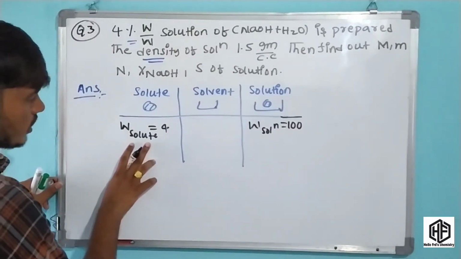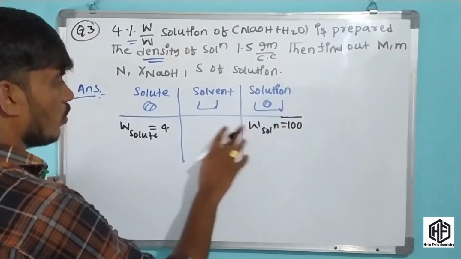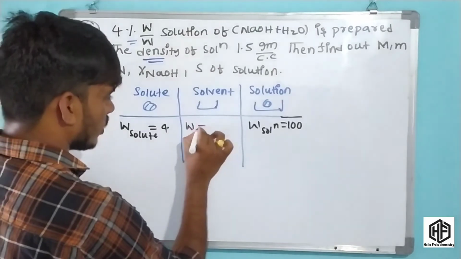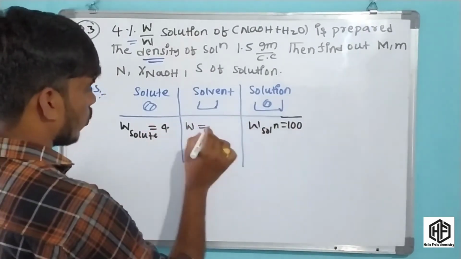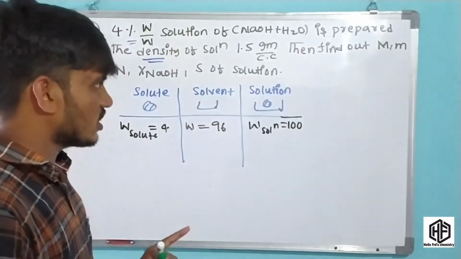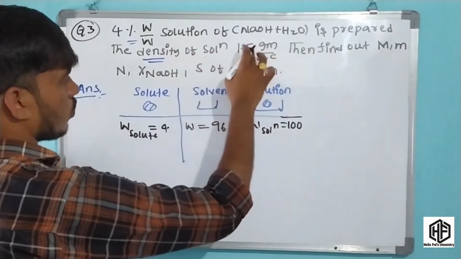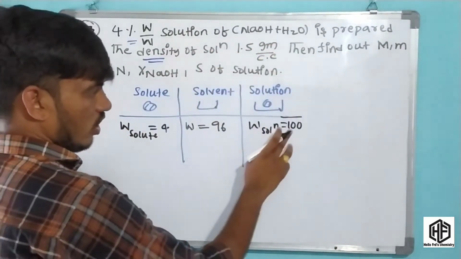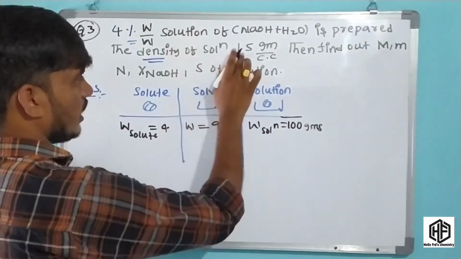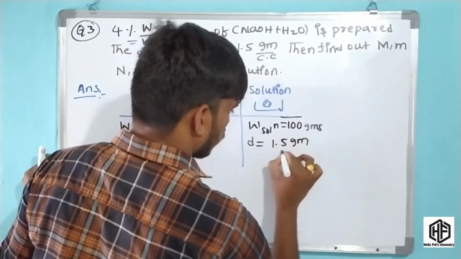Now this is the 4%, the weight of solute is 4, the weight of solution is 100. Now we have to calculate the solvent weight. Solvent weight is equal to 100 minus 4, which is 96. 96 is the solvent weight. Okay friends, this is clear. Now next one is the density of solution, which is 1.5 grams per cc. Okay friends, this is in grams. Now the density is equal to 1.5 grams per cc.